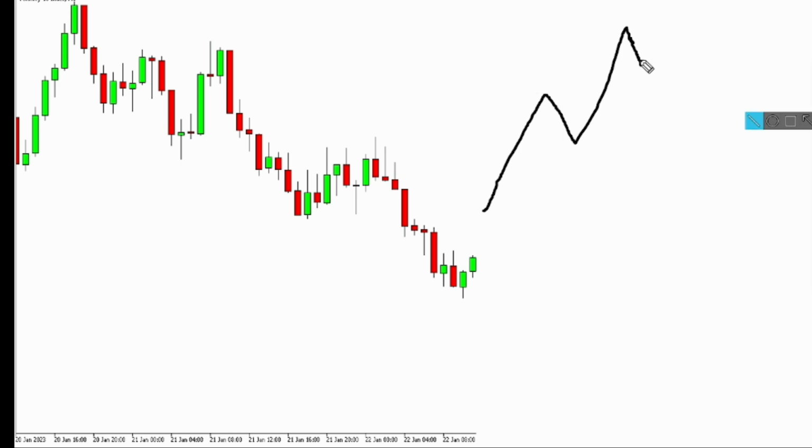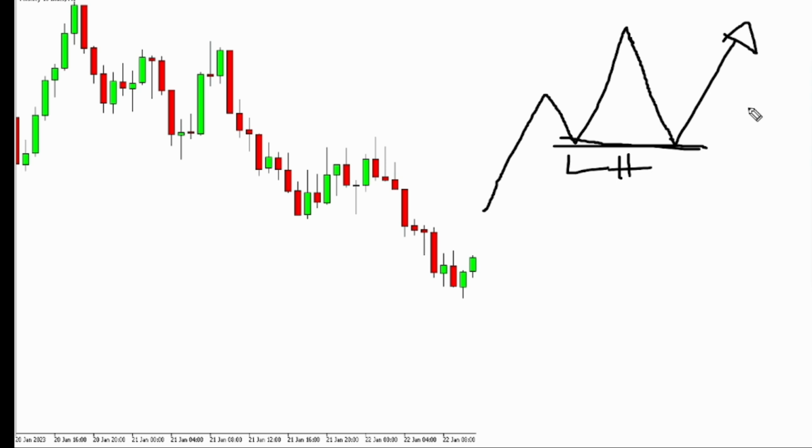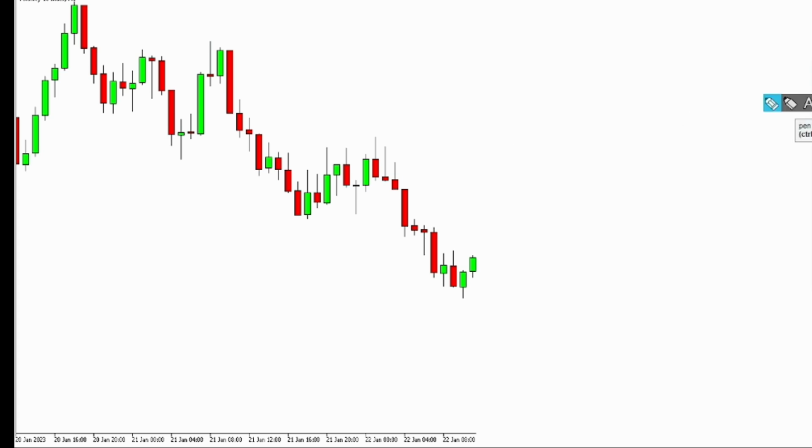So this one we call a medium pullback. Then we have the third one, which is called the deep pullback. This pullback can come to this zone right here, this previous lower high here. You can see that this pullback is going to come to this point maybe and go to the upside again, right? Doesn't mean there are no other pullbacks that come here or in between, but these are the three most common pullbacks that you are going to find. And if you master how to trade those, you can get maximum results with support and resistance, right?